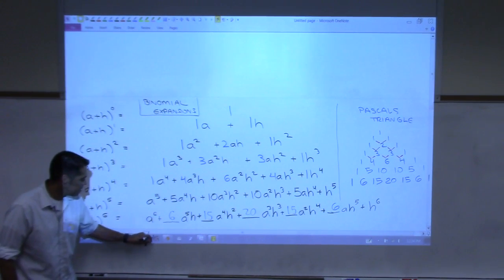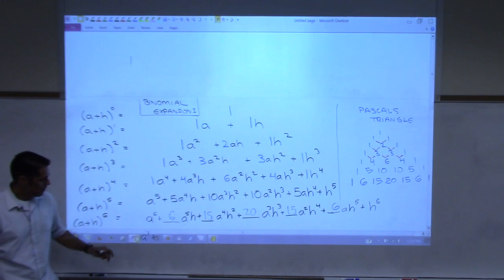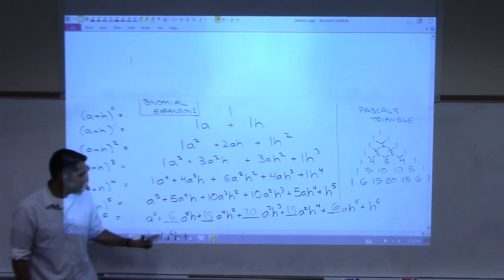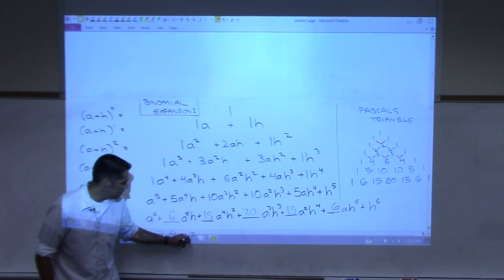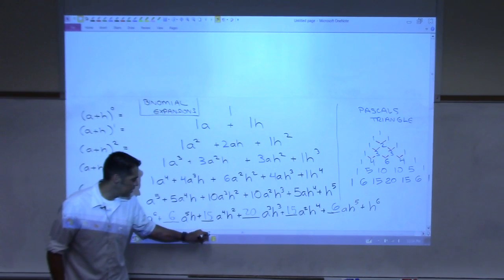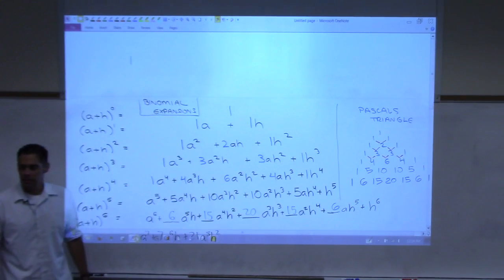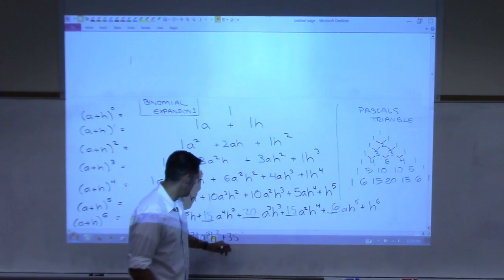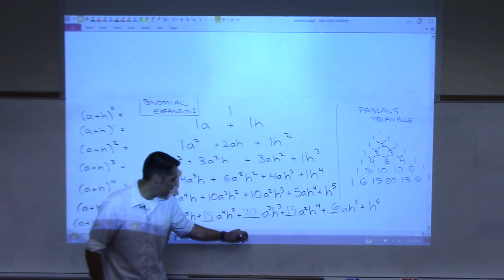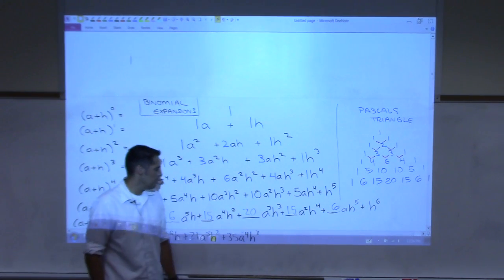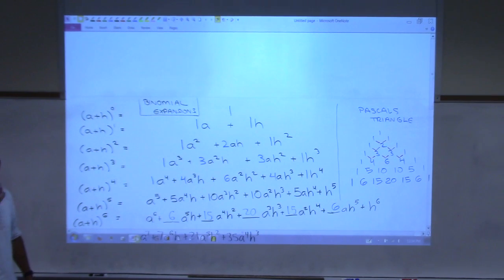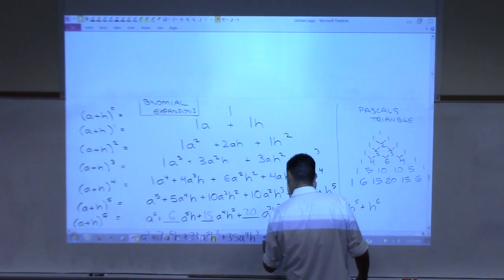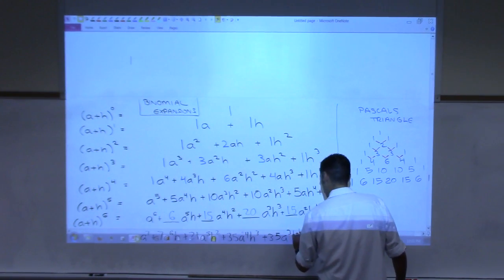A to the 7th plus 7a to the 6th h plus 21 a to the 5th h squared. Next one, 35 plus 35. Power's coming down on the a to the fourth, power's coming up on the h cubed. Next one, 35 again. A to the third, h to the fourth.